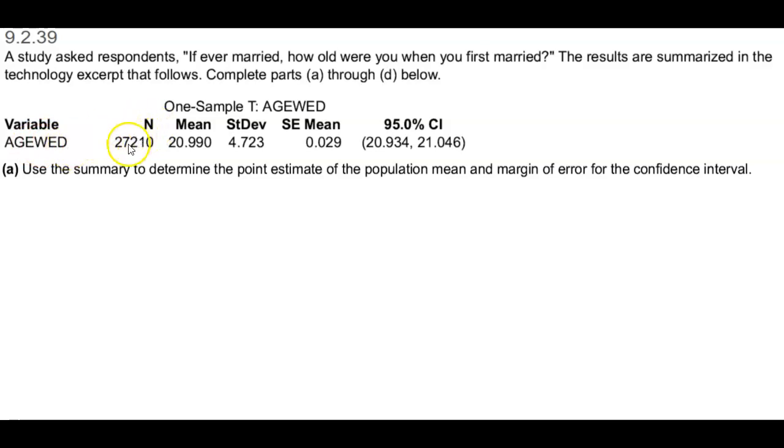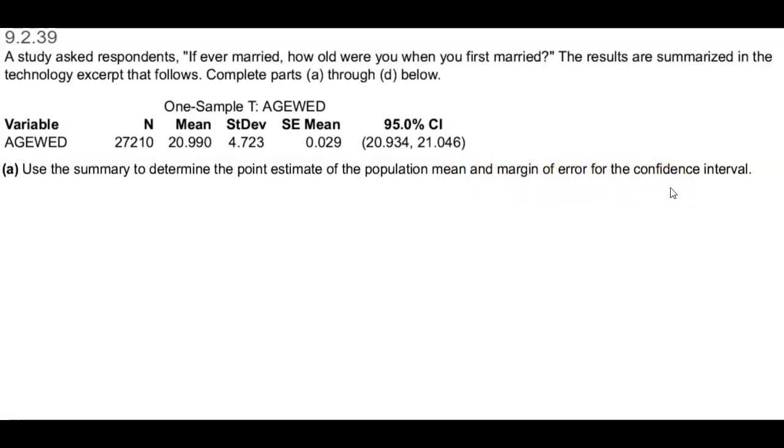The sample size is 27,210. The mean is 20.990. Standard deviation is 4.723. The standard error of the mean is 0.029. And the 95% confidence interval goes from 20.934 to 21.046. Now we want to use the summary here to determine the point estimate of the population mean and margin of error for the confidence interval.